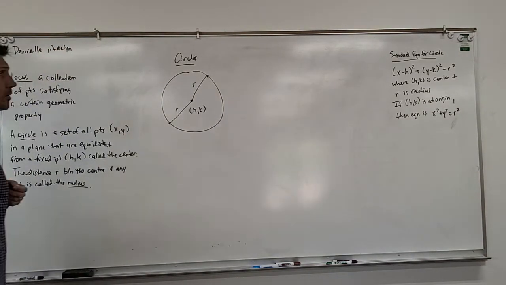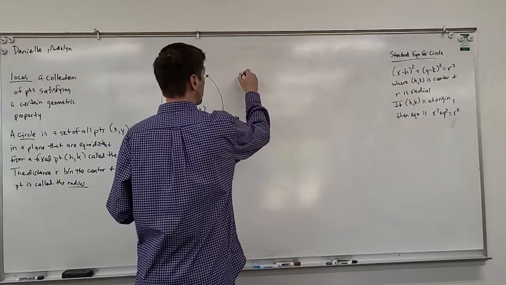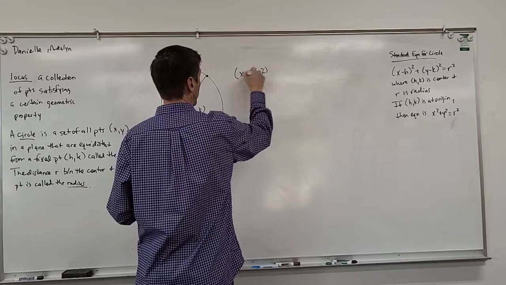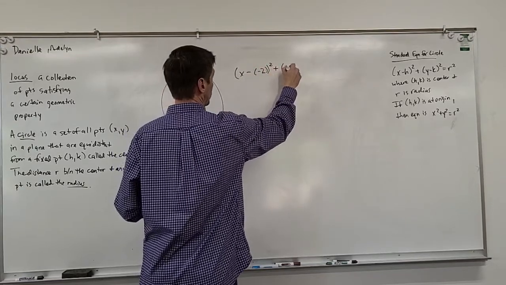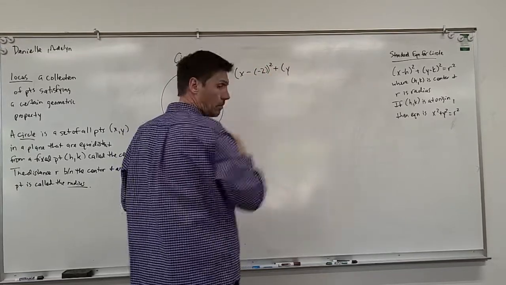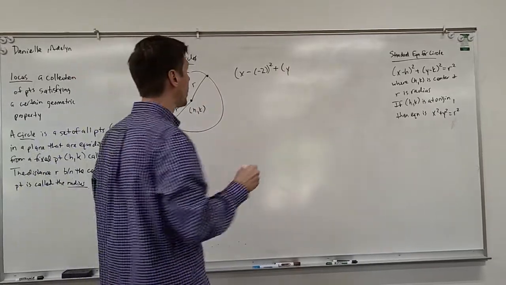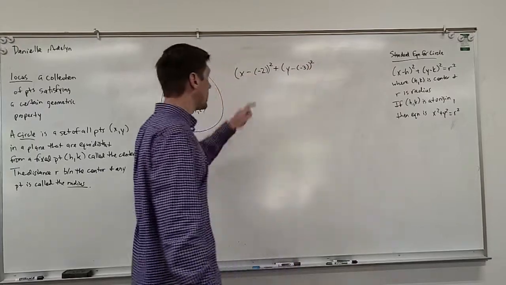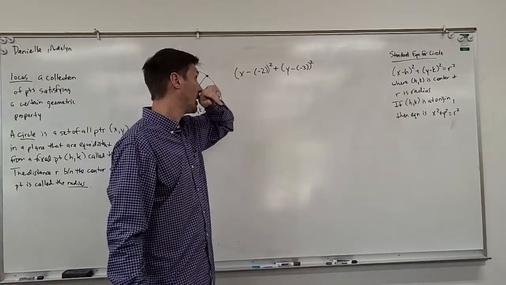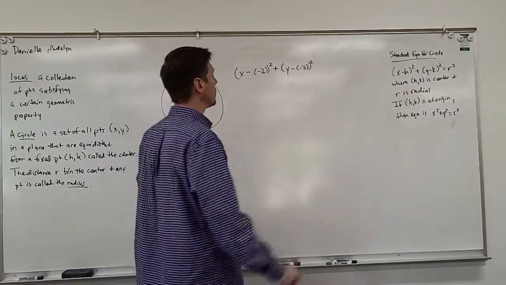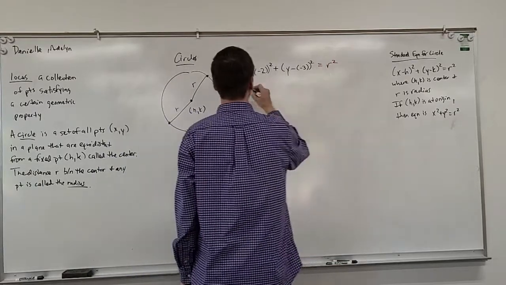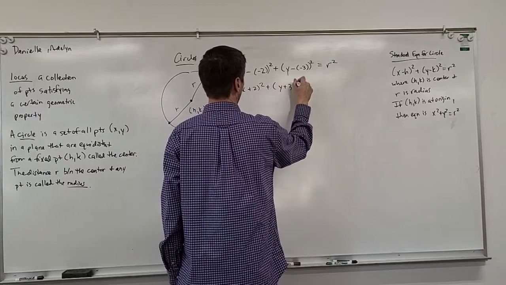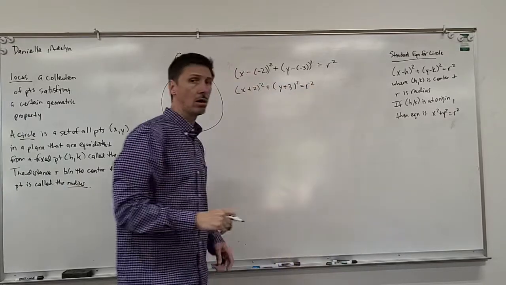If we plug that in the formula, it would be x minus -2, all of that squared, plus y minus -3 squared. You've got to make sure you maintain these negative signs here, equals r squared. So this becomes x plus 2 squared plus y plus 3 squared equals r squared. How do we find r?